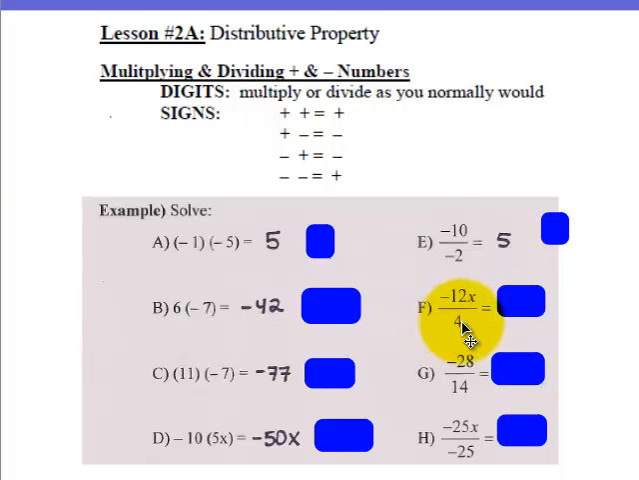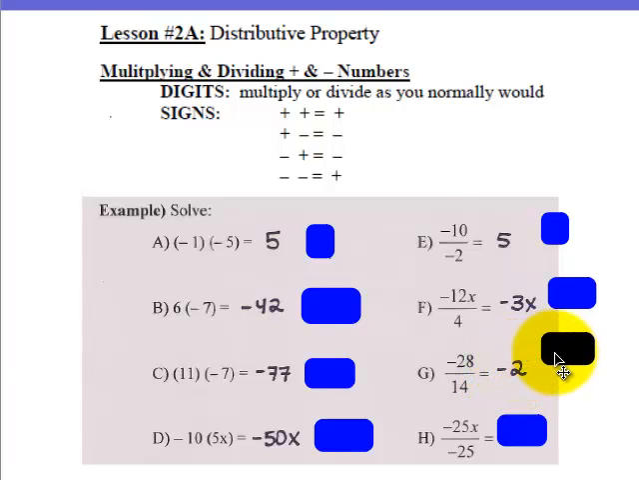A negative divided by a positive is a negative. 12x divided by 4 is 3x, so it would be negative 3x. And 28 divided by 14 is negative 2. The last one is negative 25x divided by negative 25. Negative divided by negative becomes a positive. 25 divided by 25 is 1, so it would be 1x. Now we usually don't write the 1 because 1 times x is the same as x.